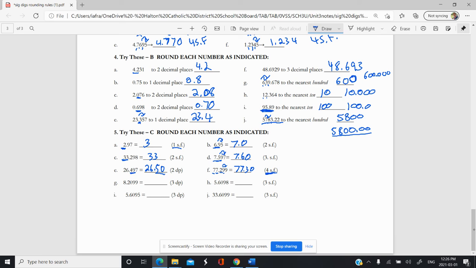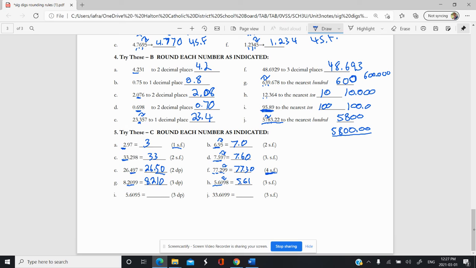3 decimal places. So 3 decimal places will be up to here, and looks like I'm rounding up. So 8.210. There's 3 decimal places. 3 significant figures. So 1, 2, 3, and it looks like next door I'm going to be rounding up. So 5.61. There's 3 significant figures.